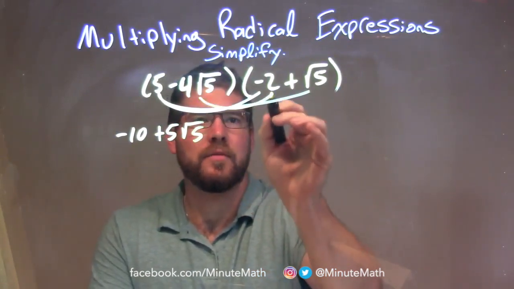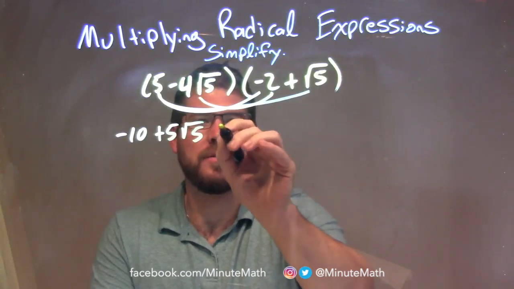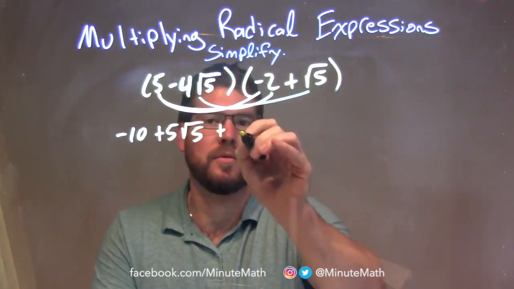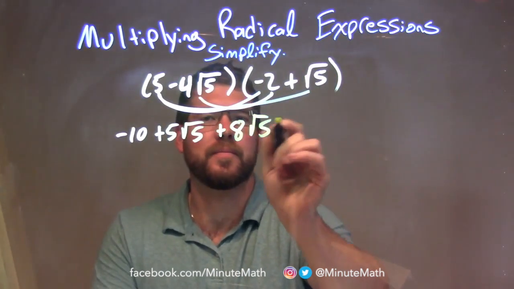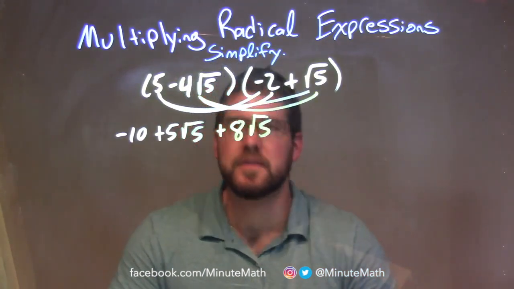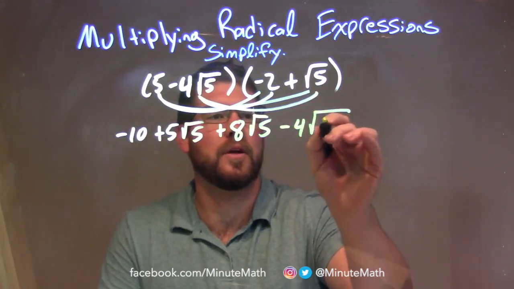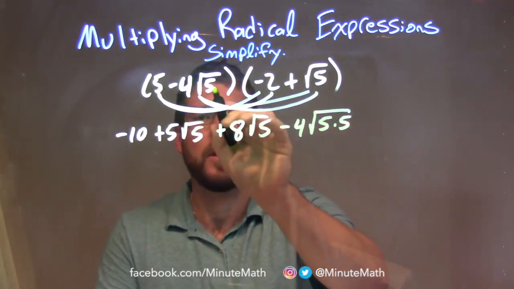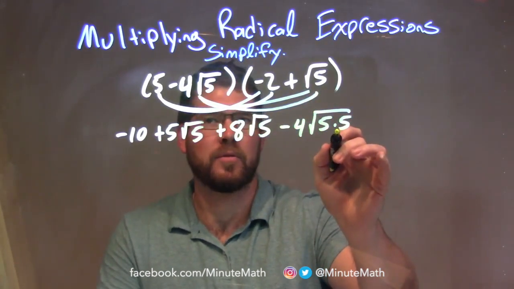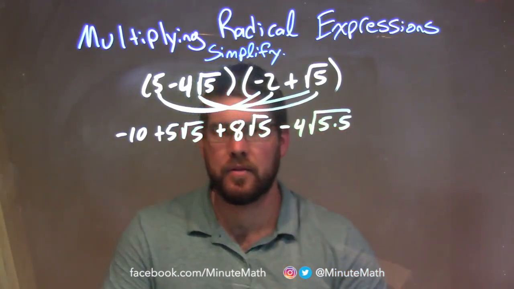Minus 4 square root of 5 times the minus 2. Two negatives make a positive, so we have a positive. 4 times 2 is 8 square root of 5 here. And then minus 4 times the square root of 5 times the square root of 5 is just a minus 4 square root of 5 times 5. We can combine the square roots into 1. All right, one big square root, multiplication, and the 4 is just on the outside.